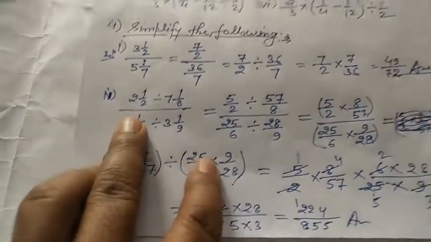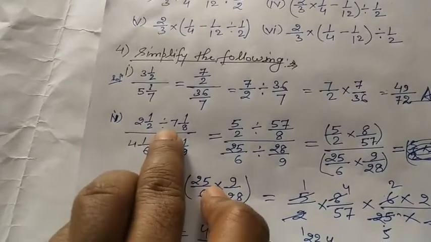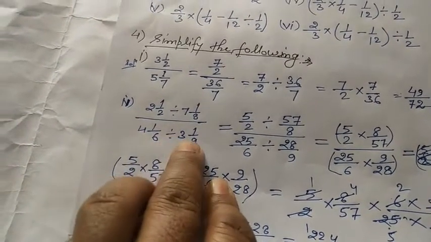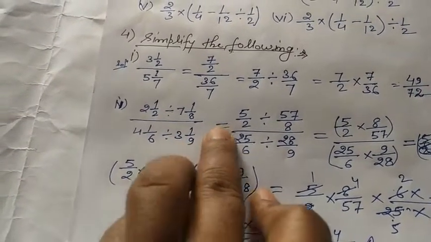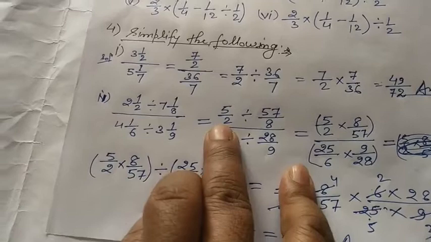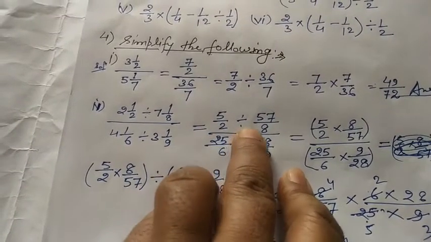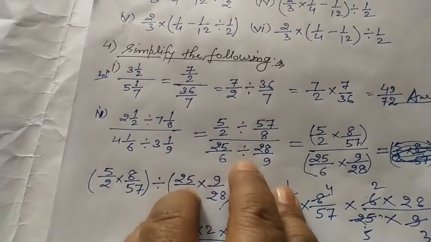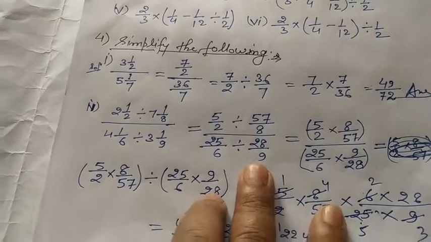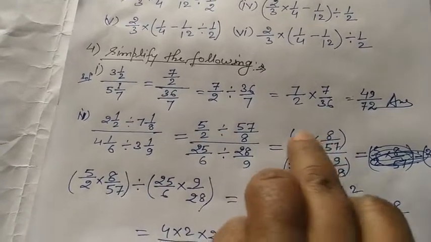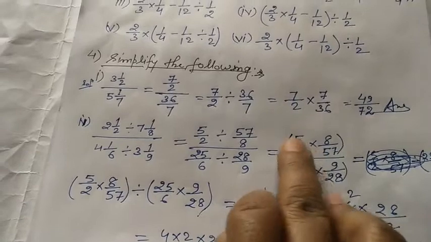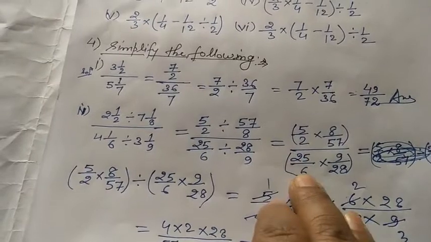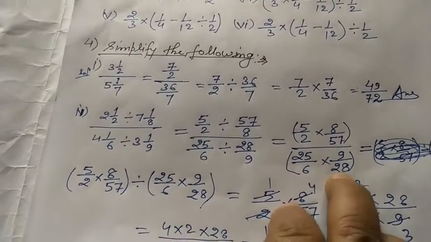The next question is 2 whole 1 by 2 divided by 7 whole 1 by 8 divided by 4 whole 1 by 6 divided by 3 whole 1 by 9. First of all, we have to change into improper fractions: 5 by 2 divided by 57 by 8 divided by 25 by 6 divided by 28 by 9. Now divide changes into multiply, write the reciprocal of this number. So 5 by 2 multiplied by 8 upon 57, upon 25 upon 6 multiplied by 9 upon 28.